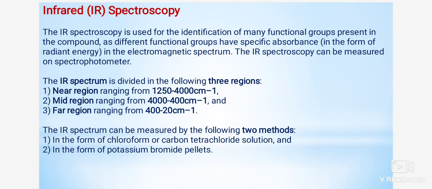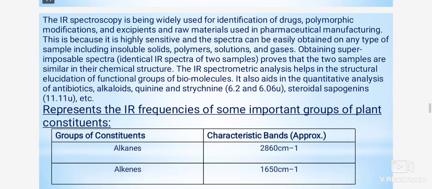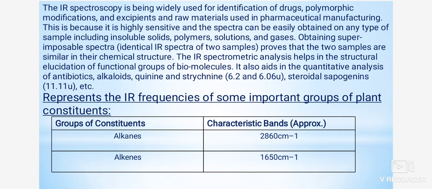The IR spectrum can be measured by the following two methods: in the form of chloroform or carbon tetrachloride solution, and in the form of potassium bromide pellets. IR spectroscopy is widely used for identification of drugs, polymorphic modifications, and excipients and raw materials used in pharmaceutical manufacturing. This is because it is highly sensitive and the spectra can be easily obtained on any type of sample, including insoluble solids, polymers, solutions, and gases.